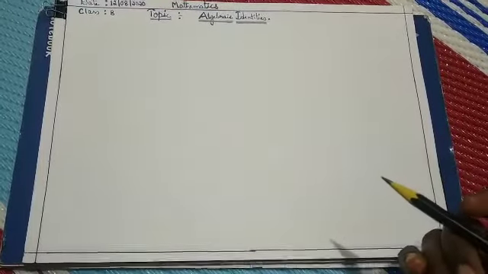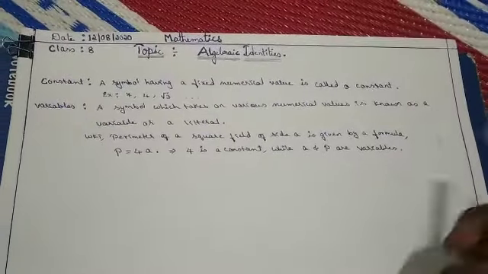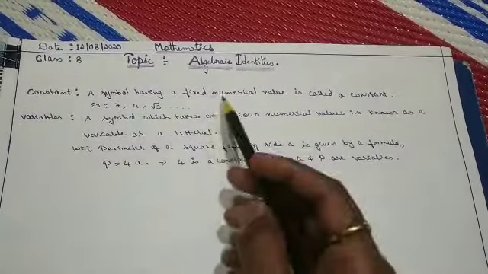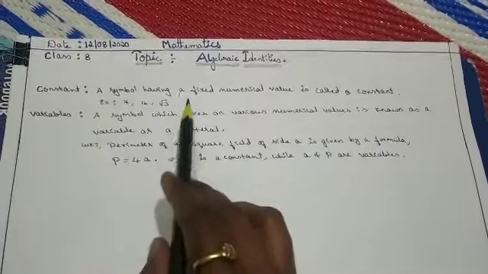In class 7th, we have discussed the chapter called Algebraic Expressions. Just we'll recall the chapter. So before going with the definition of algebraic expression, first we'll learn what is meant by constant. A symbol having a fixed numerical value is called a constant. Example: 7, 4, root 3 and so on. These are called constants.